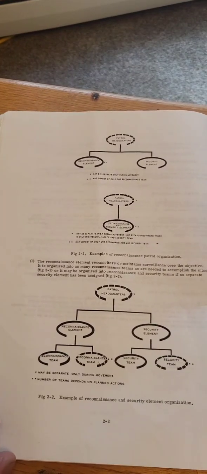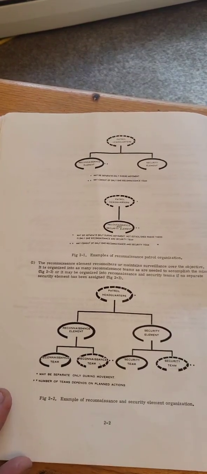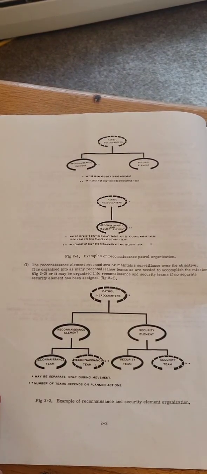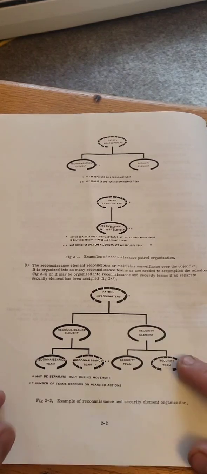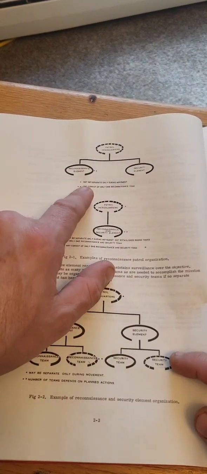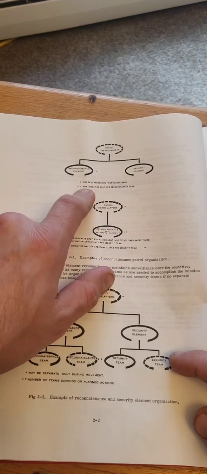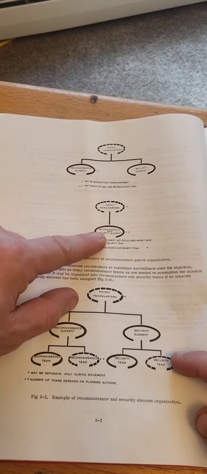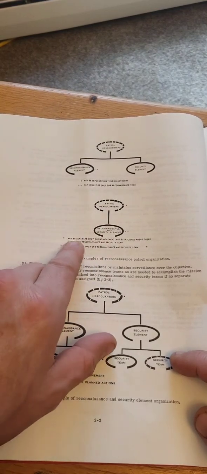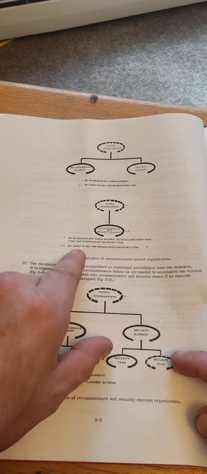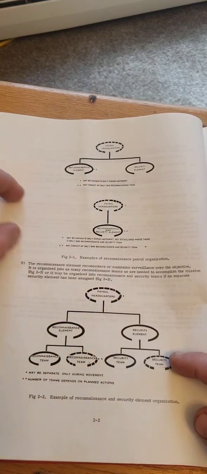Hope you guys can read along with this, and it's looking good in my camera. So here we have figure 2-1, the examples of a reconnaissance patrol organization. You got patrol headquarters, reconnaissance element, security element. May be separate only during movement. May consist of only one reconnaissance team. Patrol headquarters, reconnaissance, and security element. May be separate only during movement, not established where there is only one reconnaissance security team. May consist of only one reconnaissance security team.